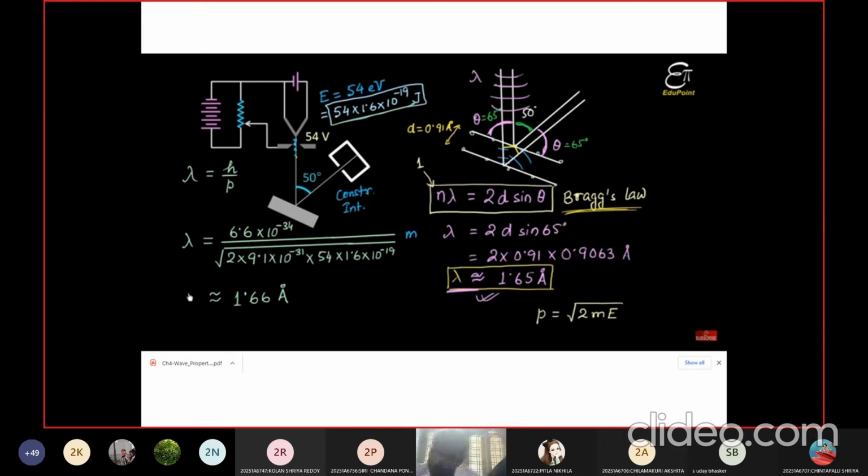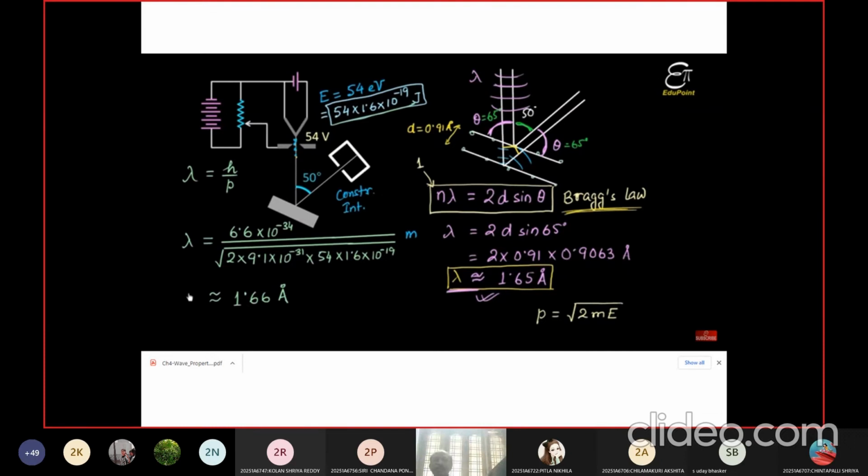What did de Broglie propose? Matter behaves like waves. Now, what did we use here? Electrons. Electron is matter, but it is giving you superposition at 65 degrees. For the path difference, 2d sine theta equal to n lambda is applicable only for waves. Bragg's law is applicable for waves, that is, superposition is applicable for waves. So these electrons are exhibiting wave nature. That part is confirmed.